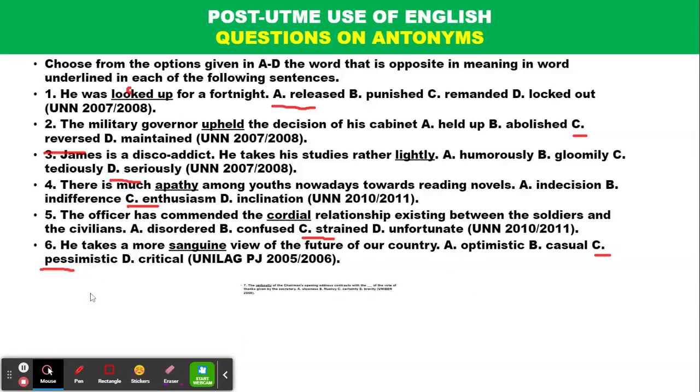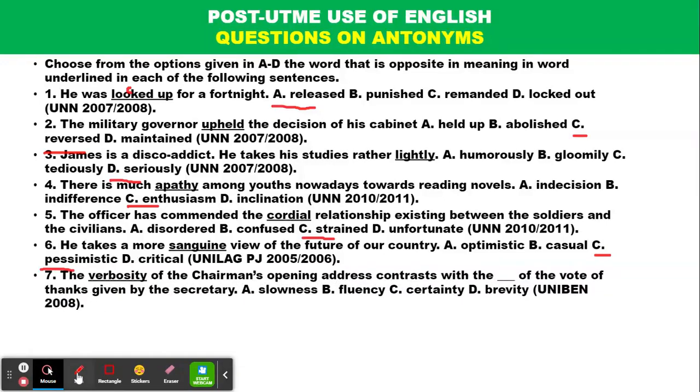Okay. And then we move on to question number 7. The verbosity of the chairman's opening address contrasts with the dash of the vote of thanks given by the secretary. The underlined word is verbosity. Verbosity means plenty of words, okay? All right, but then we are looking for the opposite. And so let's look at the options: A, slowness; B, fluency; C, certainty; D, brevity. The correct option is brevity. Few words, okay? That's the opposite of plenty of words.